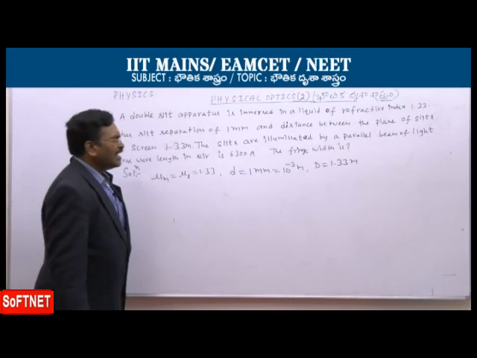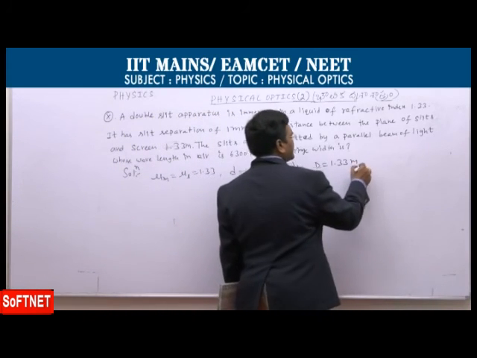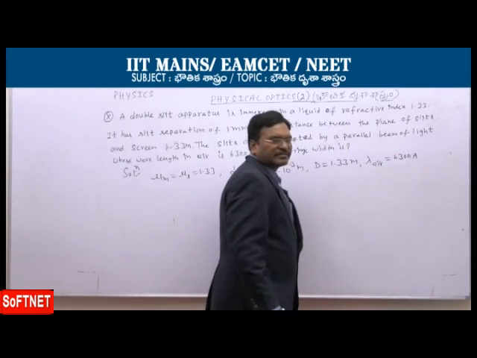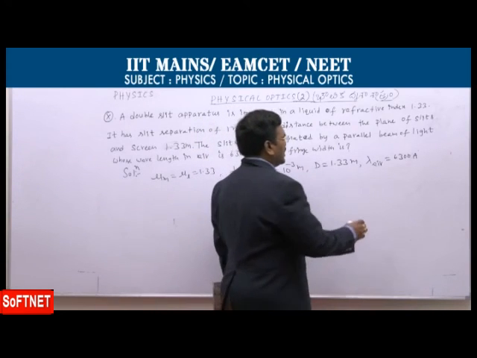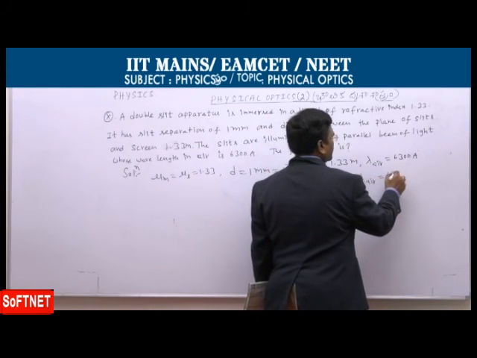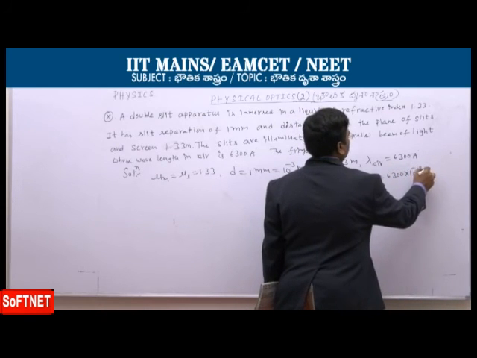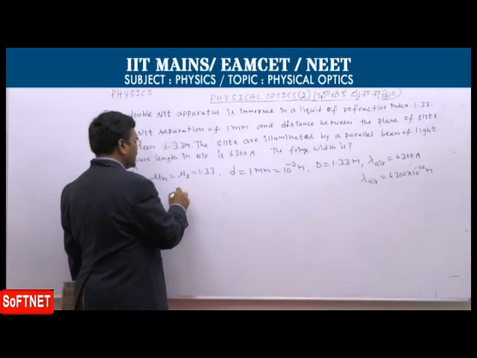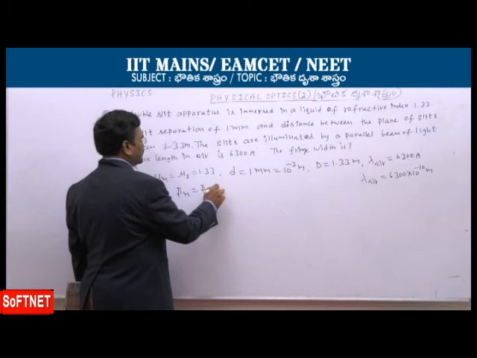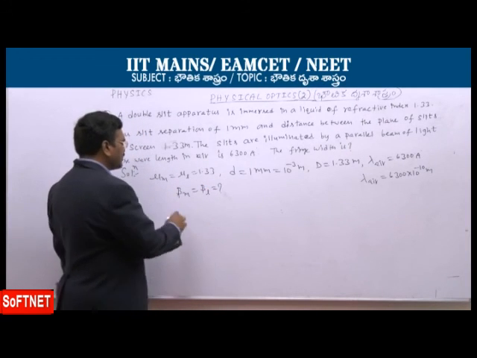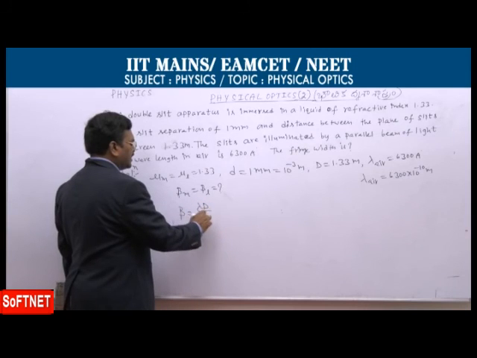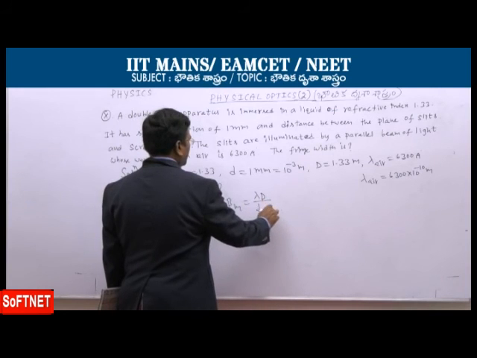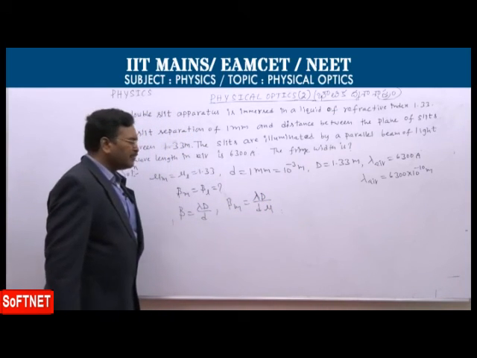The wavelength of light in air is how much? 6,300 angstroms. 1 angstrom is equal to how many meters? 10 to the power of minus 10 meters. You know that. Lambda in air is equal to 6,300 into 10 to the power of minus 10 meters. Now we want to calculate the fringe width in a medium, beta liquid. What is the formula for fringe width? In general, beta is equal to lambda D by d. But in a medium, the formula becomes lambda D by d into mu, because lambda in the medium becomes lambda by mu.